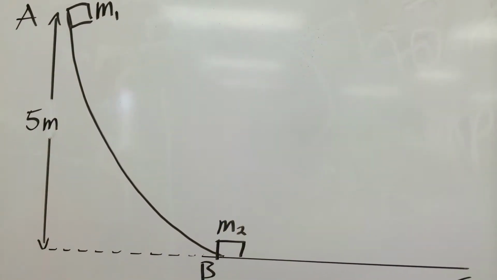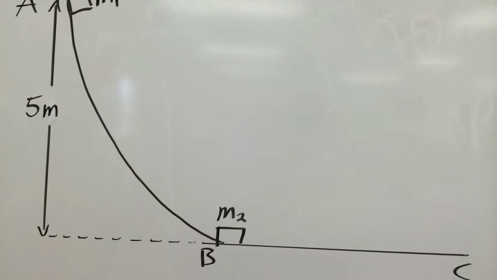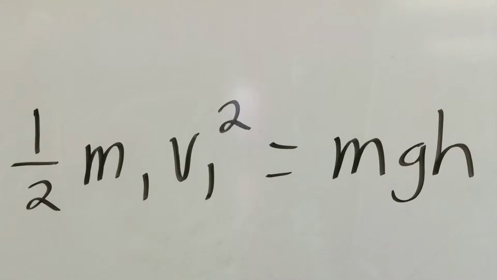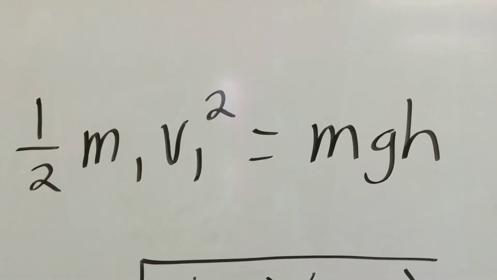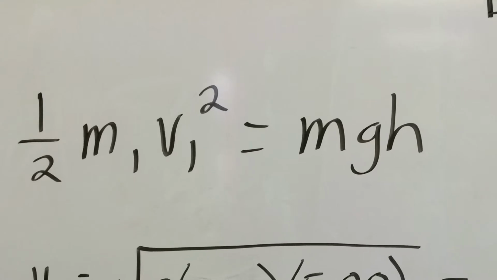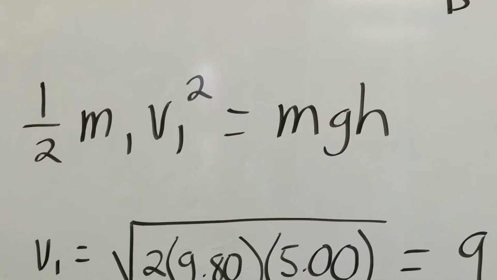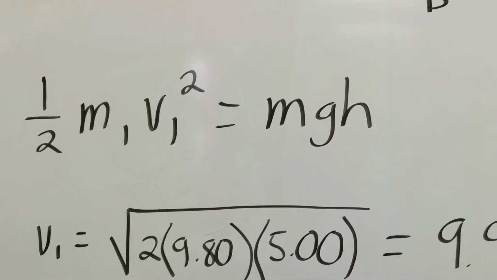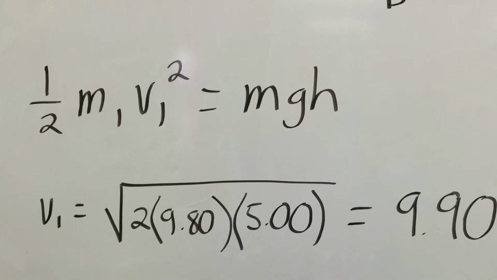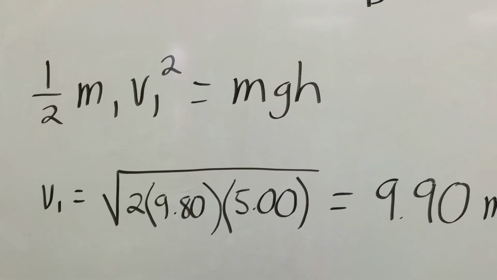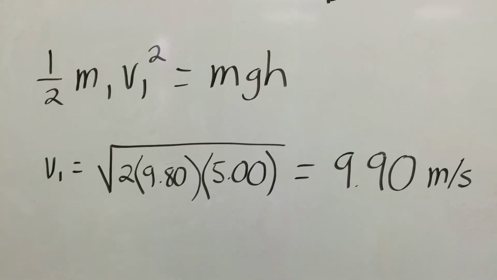Redraw the diagram given with the problem. Label M1 and M2 and the height in meters. First, set the kinetic energy equal to the potential energy, or 1/2 M1 V1 squared equals M1 g h. We'll use this equation to find V1 of the M1 block. Plug in the mass, acceleration of gravity, and the height to find that the velocity of the first block is equal to 9.9 meters per second.